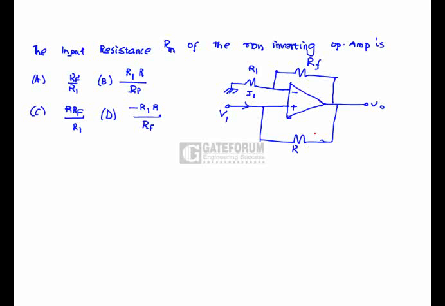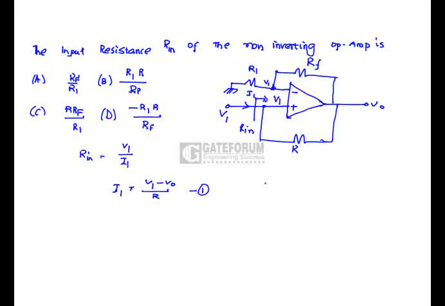The input resistance of a non-inverting op amp is Rin. So Rin is equal to V1 by I1. Here this node potential is V1, so if we apply a KCL here, I1 is equal to (V1 minus V0) by R.